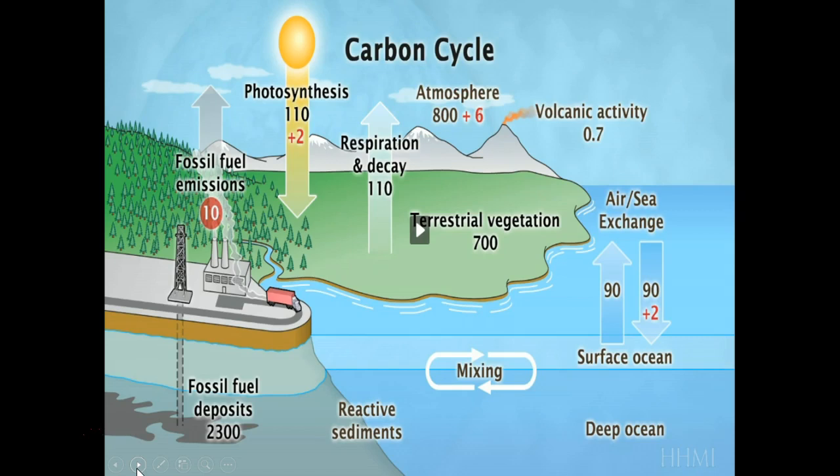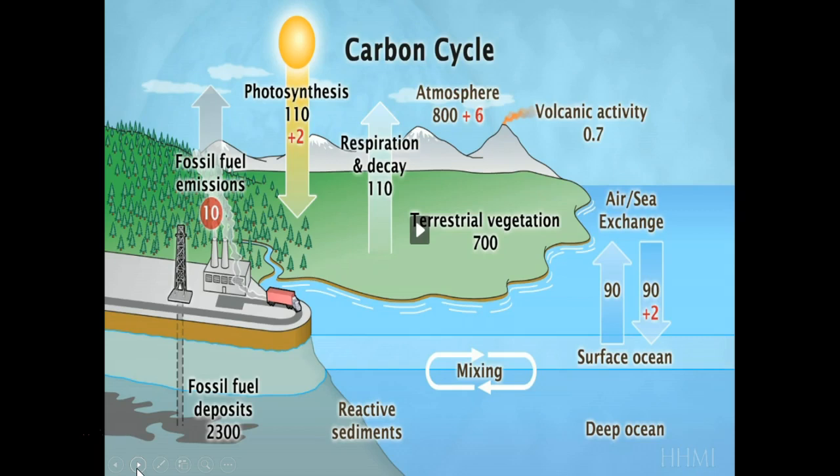Now, volcanoes also produce CO2. And as you can see over here, we have about 0.7, so that's about 700 million tons of carbon released. So we have a nice little balance.